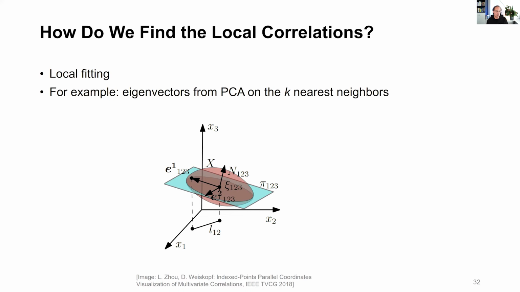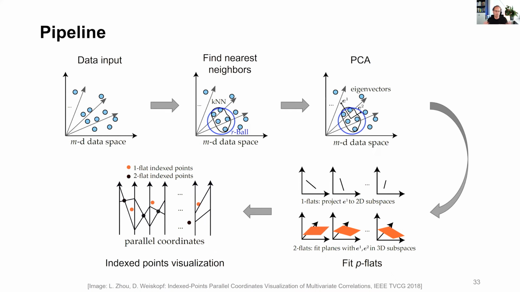All right. The overall process looks like this. If you look at the full pipeline, we start with the data input points over here. They live in m-dimensional space, in the original space. Then we find the k nearest neighbors, or maybe some ball of a finite size that you might have specified.